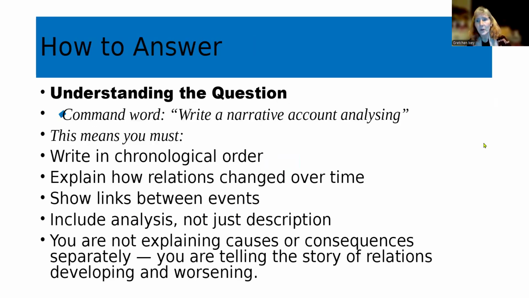How do we answer this question? Let's break this down. Your command word is write a narrative account analyzing. So this means you must write in chronological order, like I said. Explain how relations changed over time. Show links between events. Include analysis, not just description. You are not explaining causes or consequences separately. You are telling the story of relationships developing and worsening.